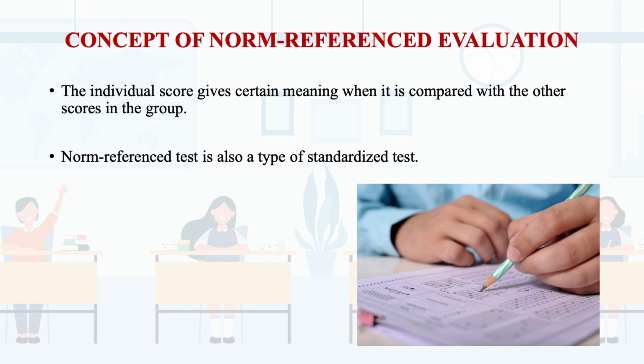Unless you know the scores of other learners, you cannot compare in a better way. So that's why an individual score has very little meaning. But that individual score will be meaningful when you compare it with the group score. And what we do in a norm referenced evaluation is compare the individual performance or the individual score with the group scores. Then the norm referenced test is also a type of standardized test.